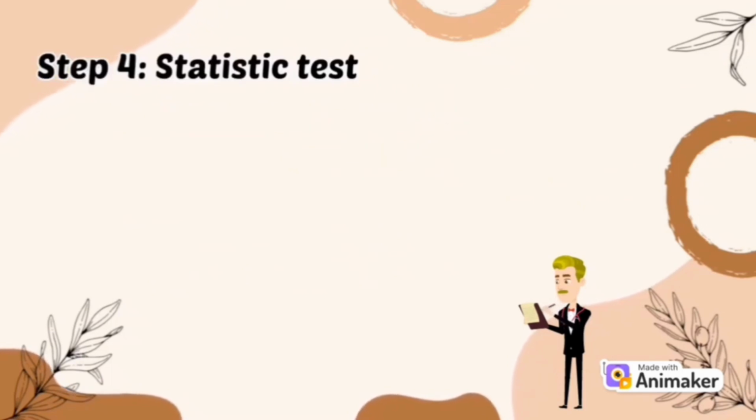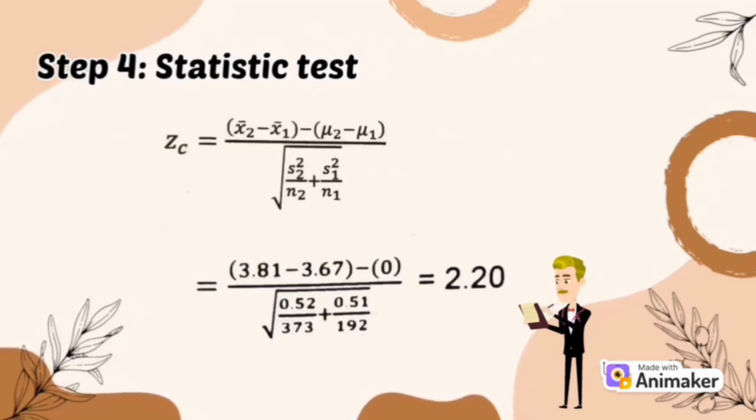For step 4, we are going to calculate all the data. Using this formula to calculate the data, all we need to do is include the data into the formula and the final answer we will get is 2.20.